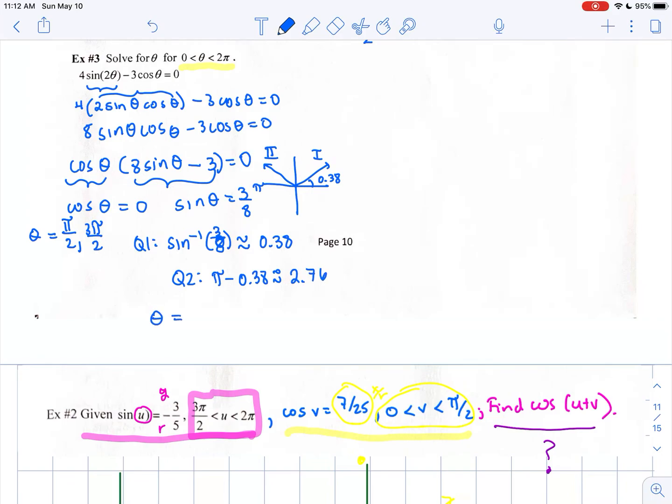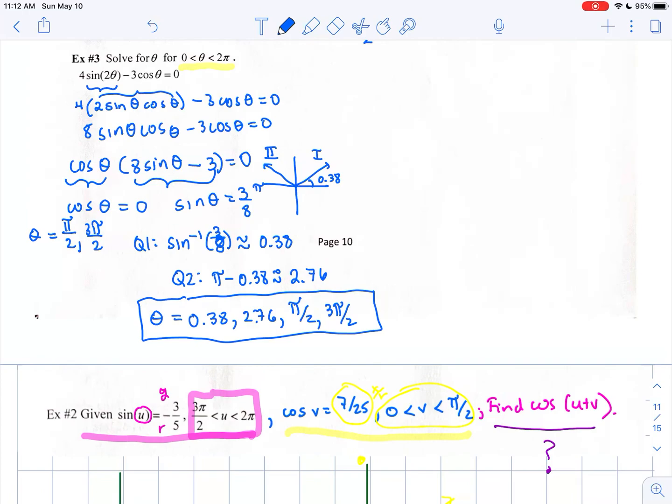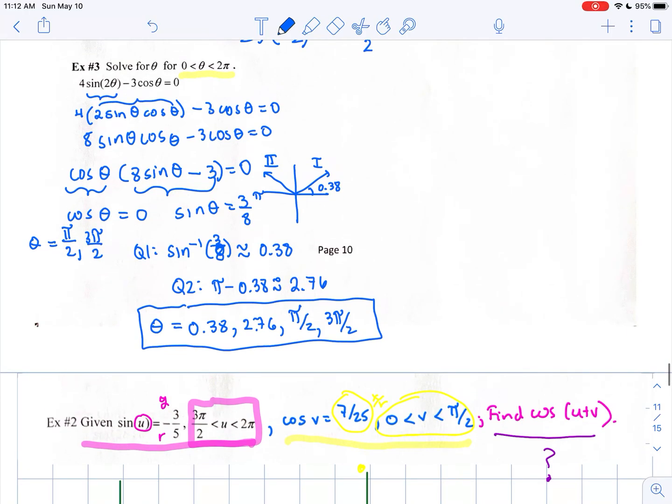So my complete solution to this equation would be 0.38, 2.76, pi over 2, and 3 pi over 2. So whenever possible, find exact solutions. When not possible, use the inverse trig functions on your calculator to come up with an estimation.